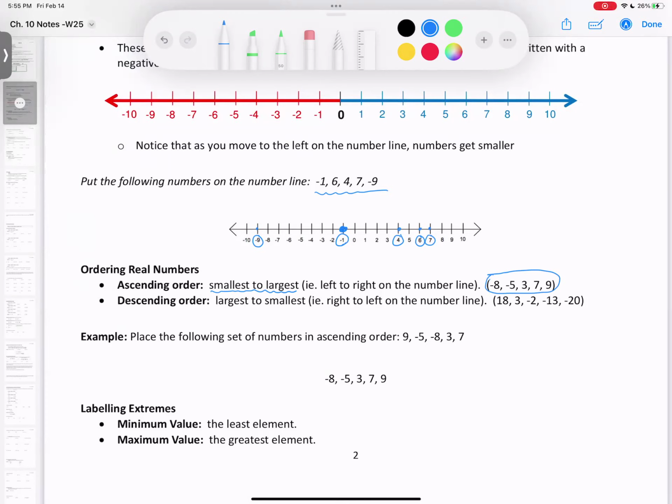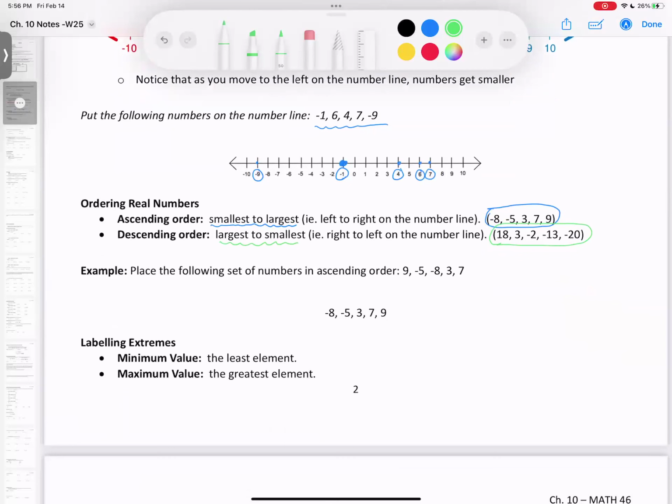Okay, descending order, think about stairs. You're going down the staircase. So you're going from largest to smallest. And once again, they've got a set of numbers here that is an example of that for you. So we start with the largest number. We go to the smallest, which is kind of like the most negative, the one that would be the furthest left on that number line.